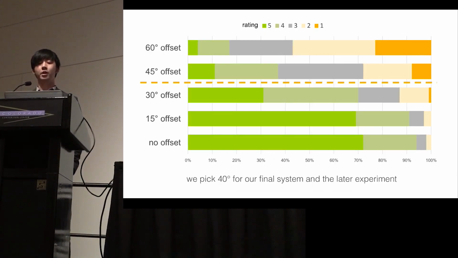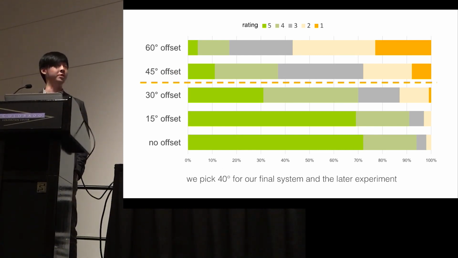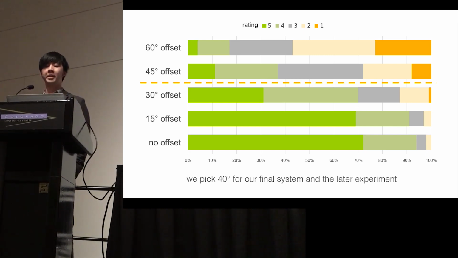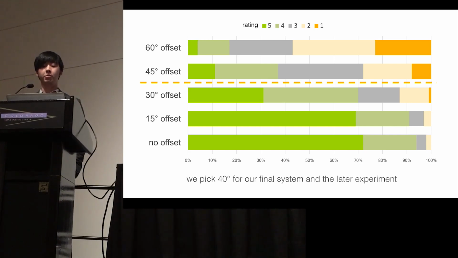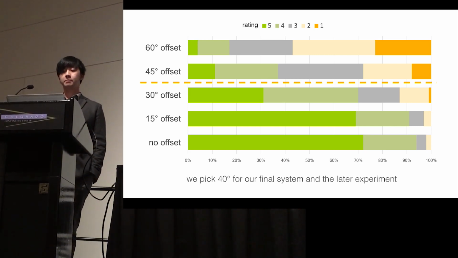Here we show the rating distribution at different offsets. Interestingly, if we look at the non-offset bar, participants sometimes couldn't tell if there was a redirection, even when there wasn't. But we can see that the score drops dramatically as the offset increases, especially between 30 degrees and 40 degrees. So in order to guarantee a smooth redirection, we pick 40 degrees as the limit for our final system.